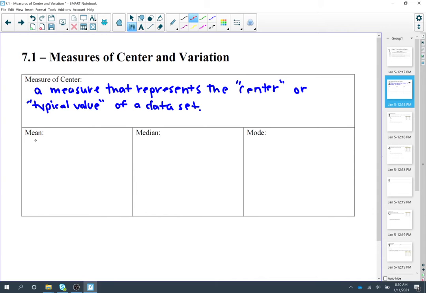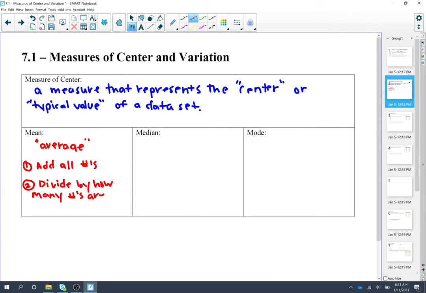First of all, the mean is the average. So the average of all the numbers. Now, the way you find the average is, first of all, you add all the numbers, and then you take that and you divide by how many numbers are in the data set. Okay, so in order to find the mean or the average, you add up all the numbers and then you divide by how many numbers there are. So if there were 8 numbers, you would divide by 8.